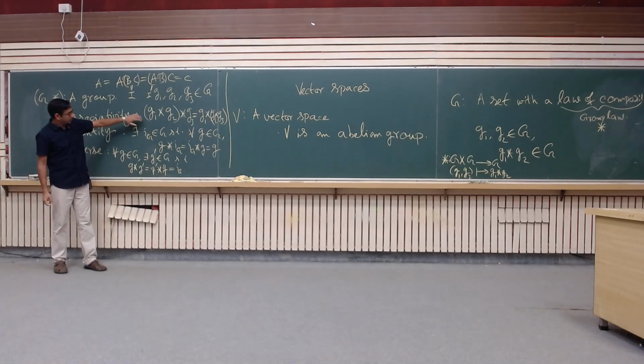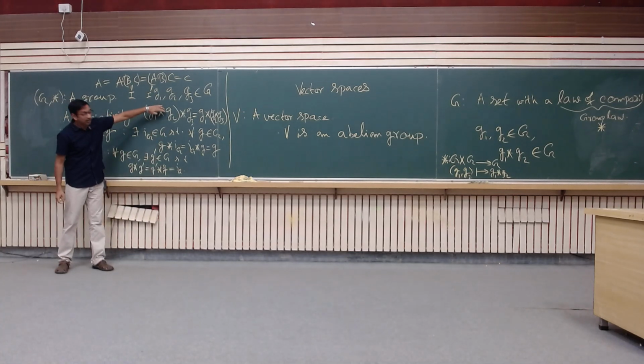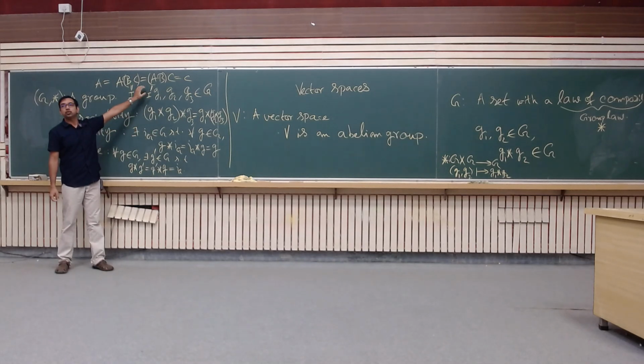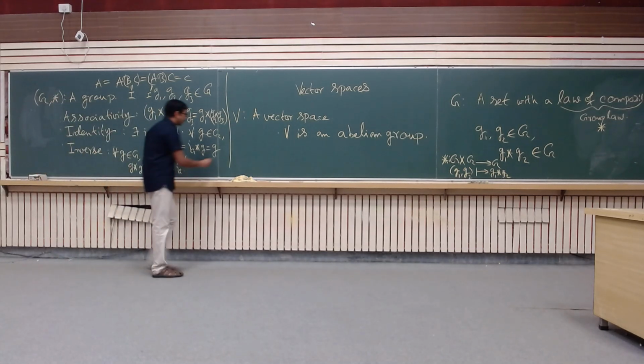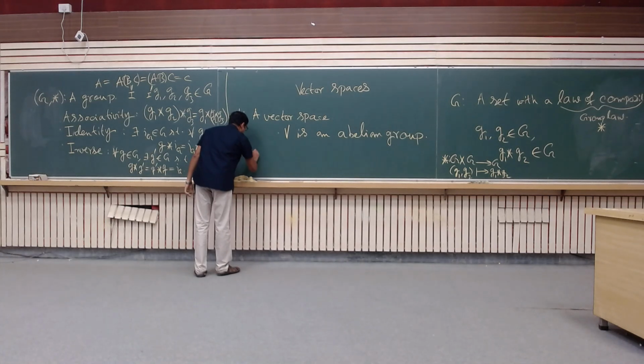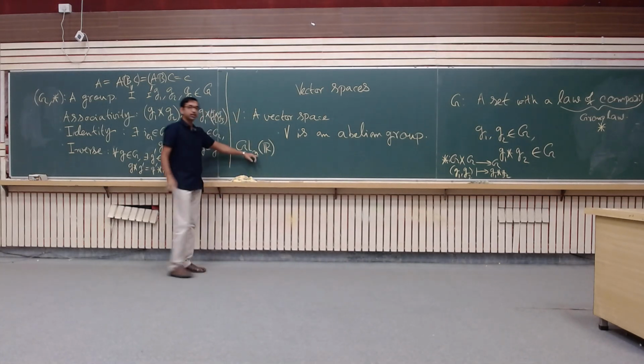Here we said that the operation is G1 star G2, but note that for a general group, this may not be commutative. That is, G1 star G2 may not be equal to G2 star G1. For example, take the group of invertible matrices. By the way, I have not introduced this group in any of the earlier lectures, so let's write it down. Have you seen this notation earlier?